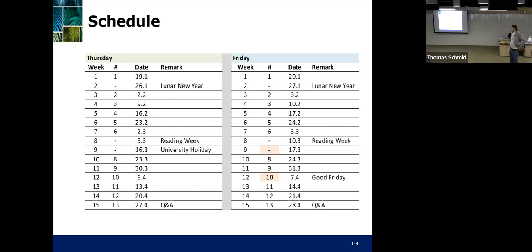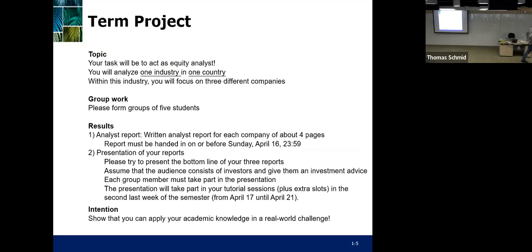Important for you is really only to remember that on March 17 we will not have a lecture, and in the week of April 7 there will be some special arrangement for you. Good. Any questions so far? No. Good. So, the term project.